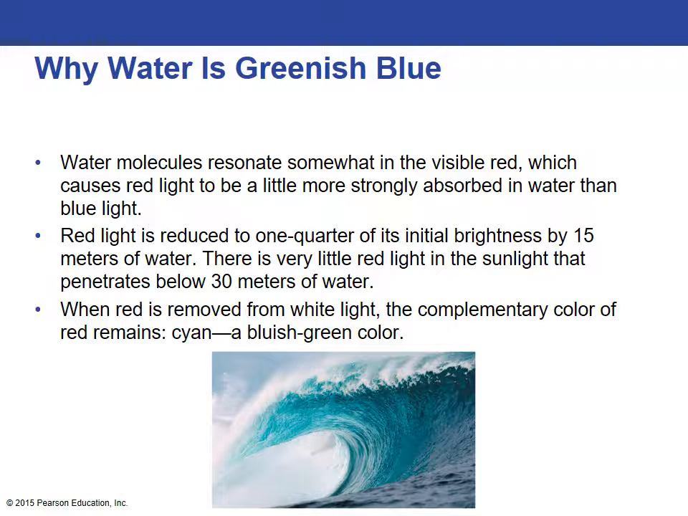And lastly here, we'll look at why water is greenish blue. So water molecules resonate somewhat in the visible red, which causes red light to be a little more strongly absorbed in water than blue light. Red light is reduced to 1/4 of its initial brightness by 15 meters of water. There's very little red light in the sunlight that penetrates below 30 meters of water. When the red is removed from the white light, the complementary color of red remains, a cyan, a bluish green color.